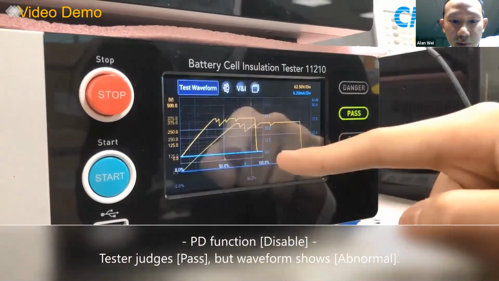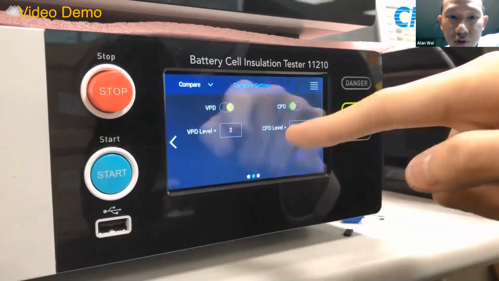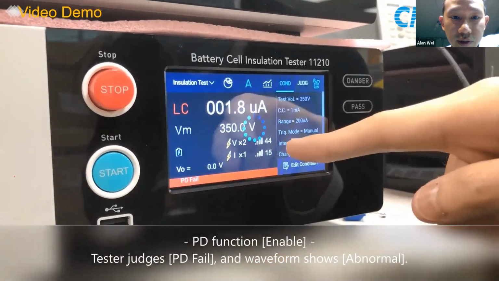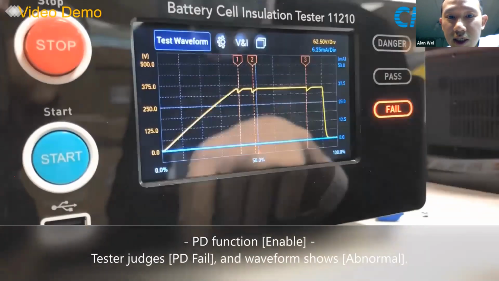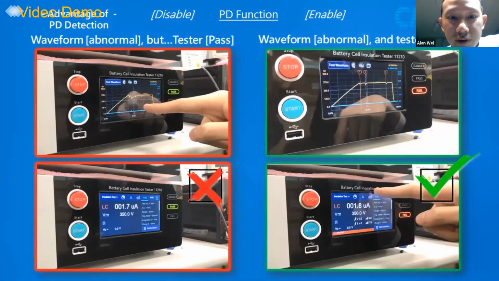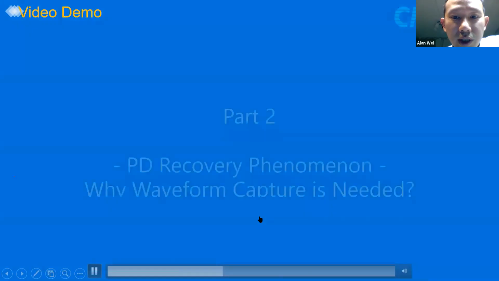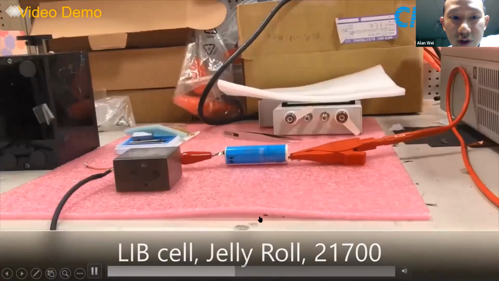Here, we disable the PD function, and you can see there is an abnormal voltage drop. However, the test is showing pass. If we enable the PD function, we can easily capture this kind of failure. Then the second part is the PD recovery phenomenon.